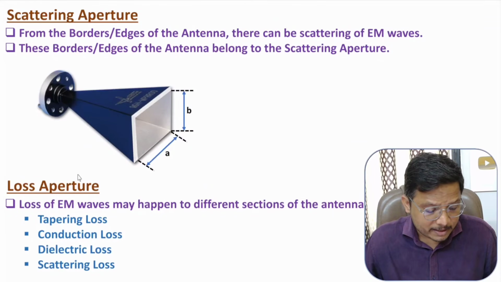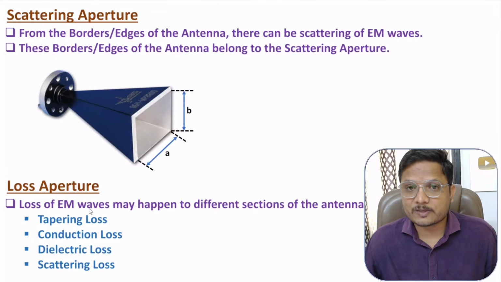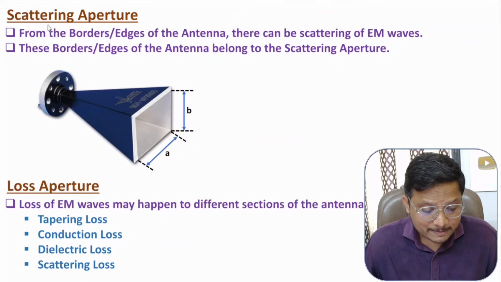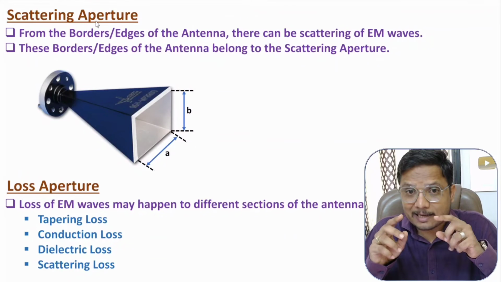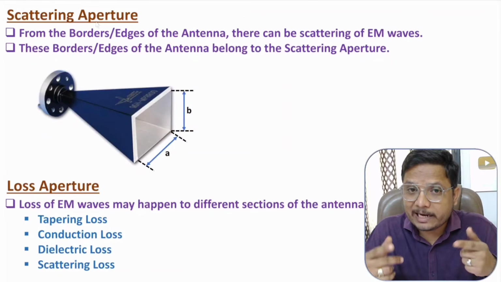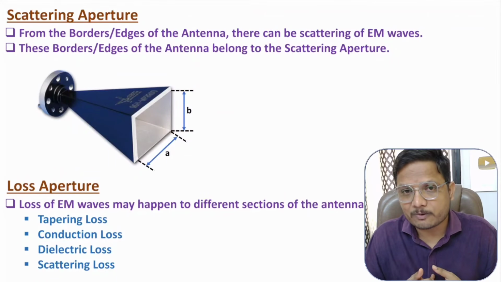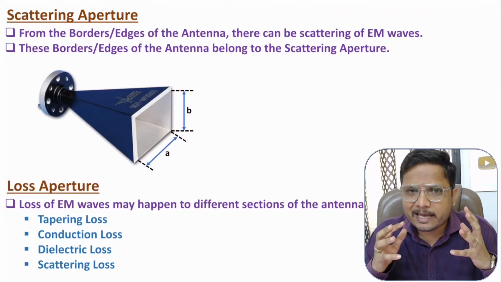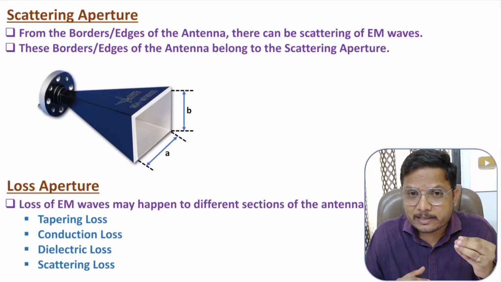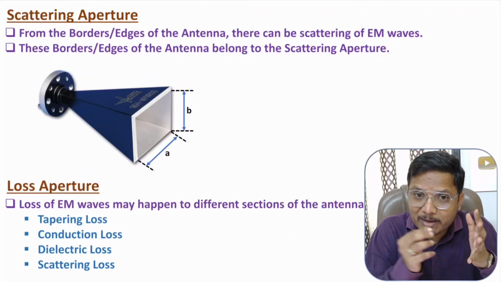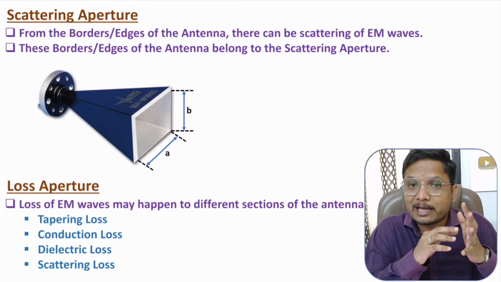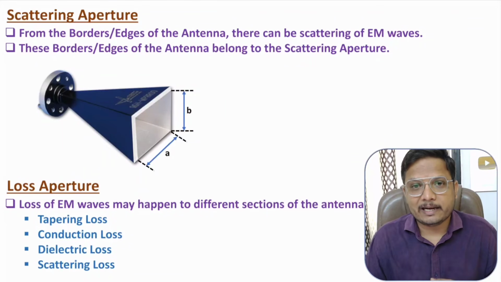So loss aperture explains what are the sections in which there may be a loss of EM waves, right? While scattering aperture explains the areas at which there is a possibility of scattering of electromagnetic waves. So that is how different areas explain how a signal is received by an antenna and how there may be a loss of signal with the antenna.